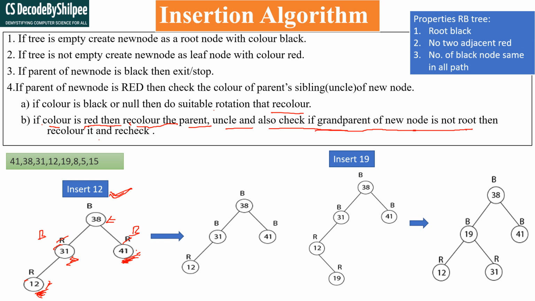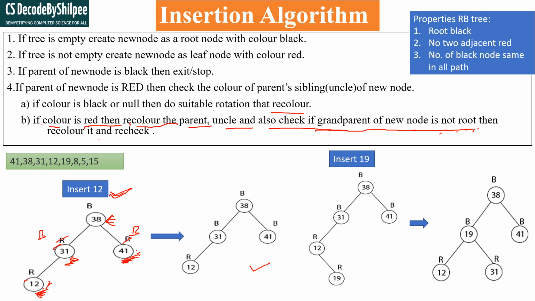If the grandparent of the new node is not root, then perform recolor. If it is root, then recoloring is not required. You stop here. You just change the color of the parent and uncle, and here the grandparent of 12 is root, so we are not going to do anything. Now, after this you will get this tree.